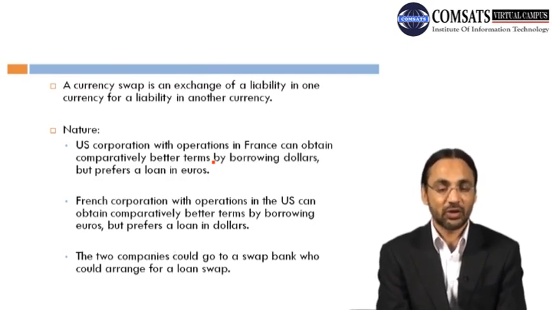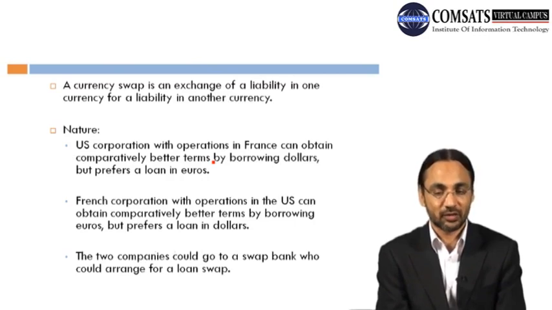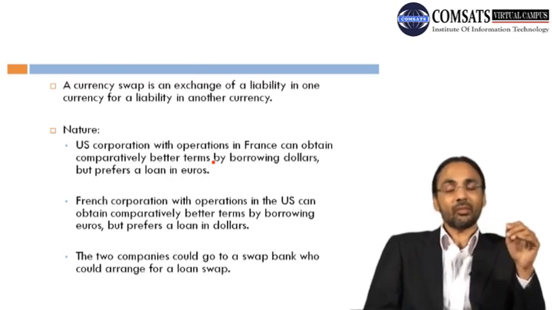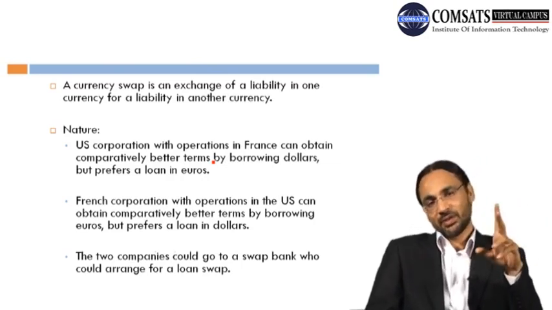For instance, a US corporation with operations in France can obtain comparatively better terms by borrowing dollars but prefers a loan in euros. A French corporation with operations in the US can obtain comparatively better terms by borrowing euros but prefers a loan in dollars. The two companies could go to a swap bank, which could arrange for a loan swap.